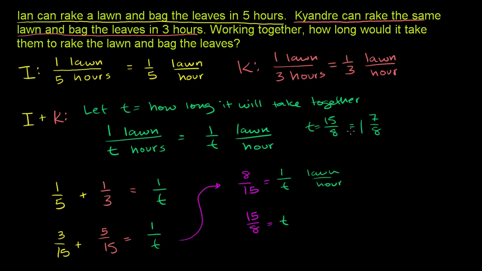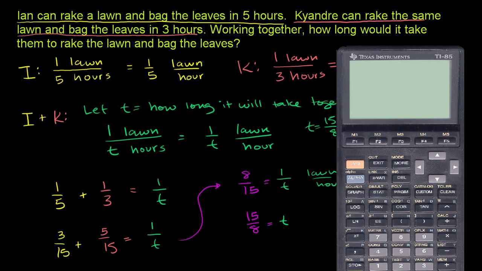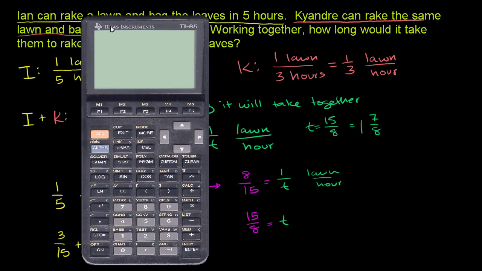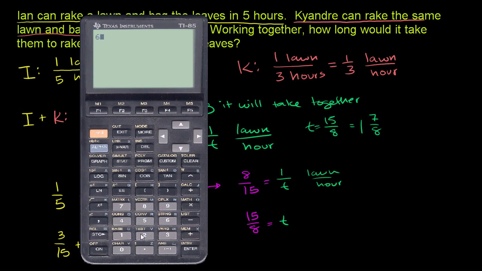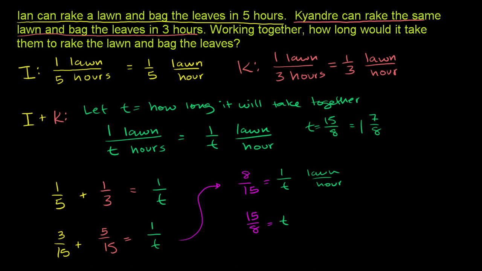And for 7/8 of an hour, we can get our calculator out. If we have 60 minutes in an hour times 7/8, we get 52.5 minutes. So this is equal to our answer. Combined, it will take them 1 hour and 52.5 minutes per lawn, or to do this lawn right over here, the lawn in question. Hopefully you found that useful.